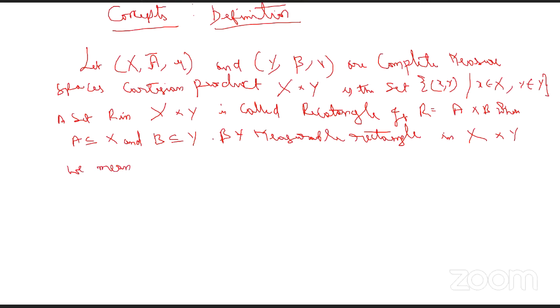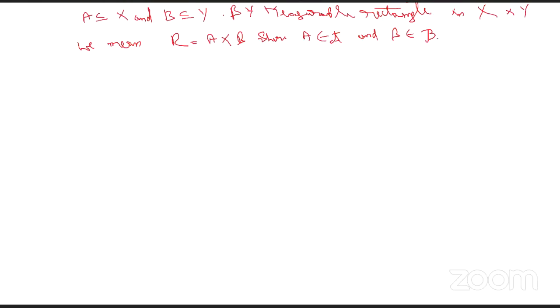R equal to A cross B, or A product B, where A belongs to script A, and B belongs to script B. This is the product of measures.